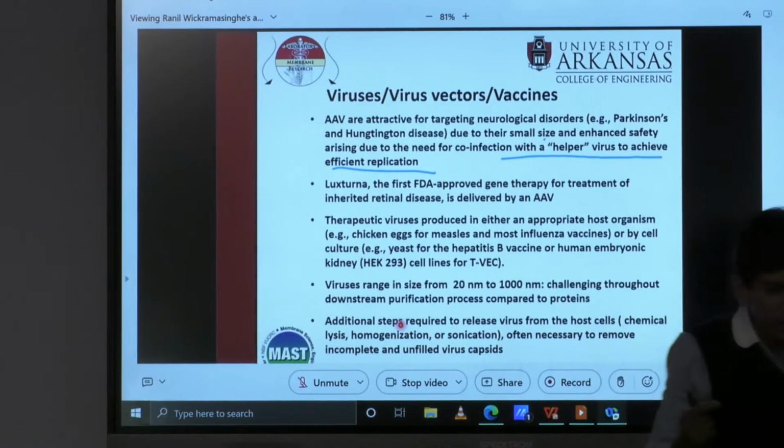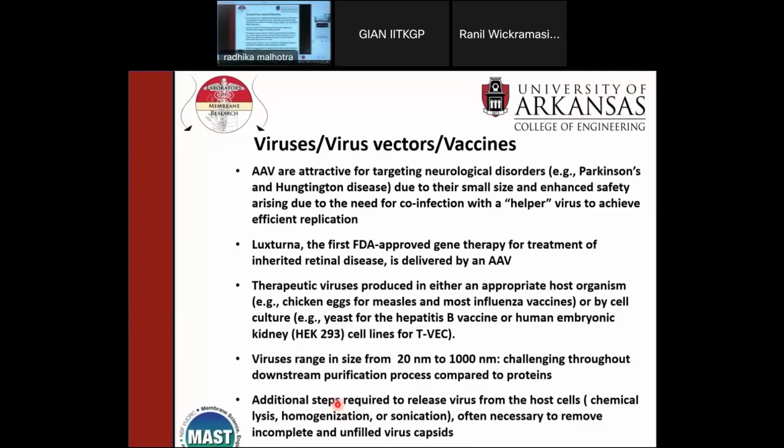So the problem is that we don't want to infect a patient and have the patient start producing more virus. And adeno-associated virus is an interesting virus. It cannot reproduce by itself. It needs adenovirus to reproduce. Okay? So there's that symbiotic relationship. So that's why they're relatively safe if they're by themselves.